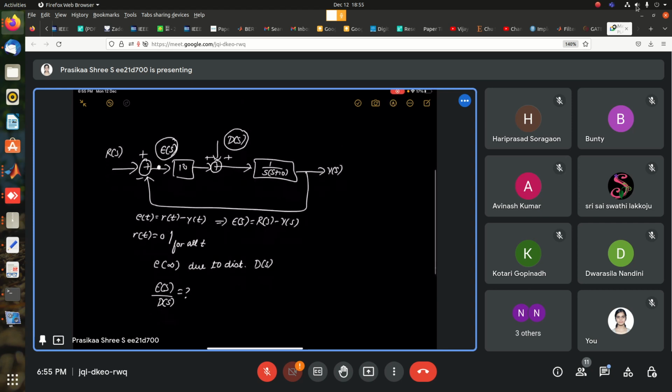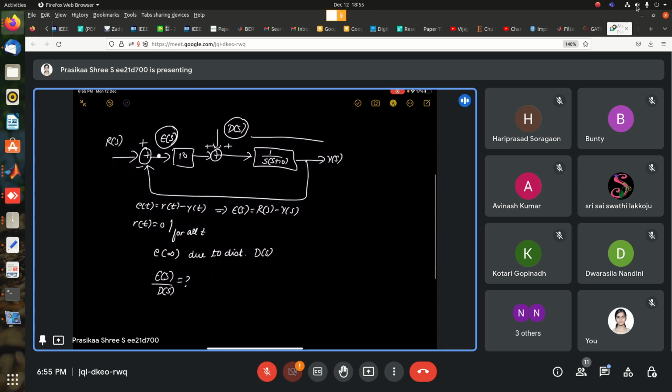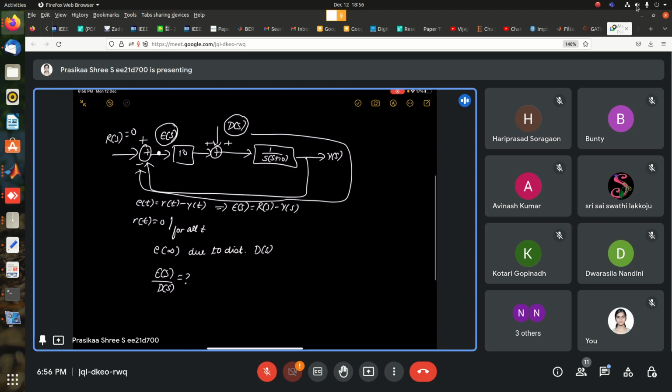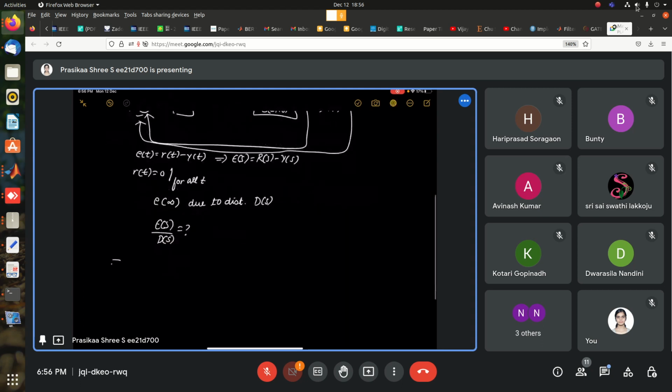Okay, so you can follow the signal flow graph. That is, this is the forward path, and this is the forward path. Here they are telling that r of t is equal to 0 for all t. That means that r of s is equal to 0. So I'll draw the diagram here.